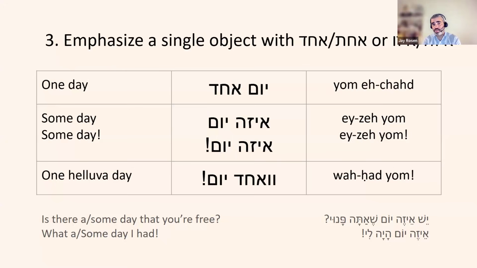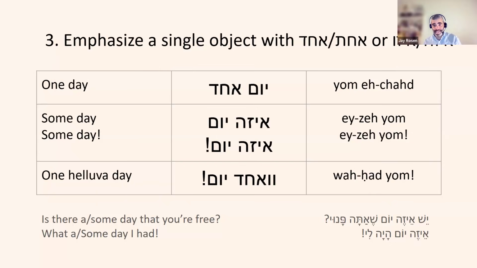She means that or which. So first off, in the sentence, yesh yom echad she'ata panui, your she is missing there. Yesh yom echad she'ata panui. Yes, you can say, is there a day that you are free? Sure. There's a difference between what you think is unnecessary and what you're going to hear in Israel. And what you're going to hear in Israel, yesh eze yom she'ata panui. Is there some day that you're free? Just like you would say that in English. Is there some day that you're free?